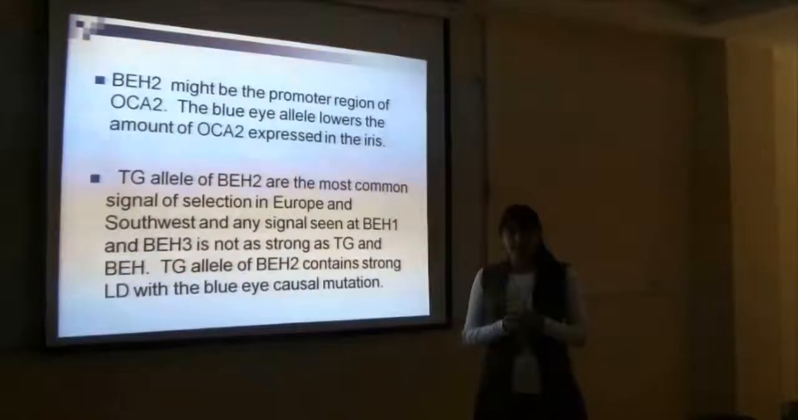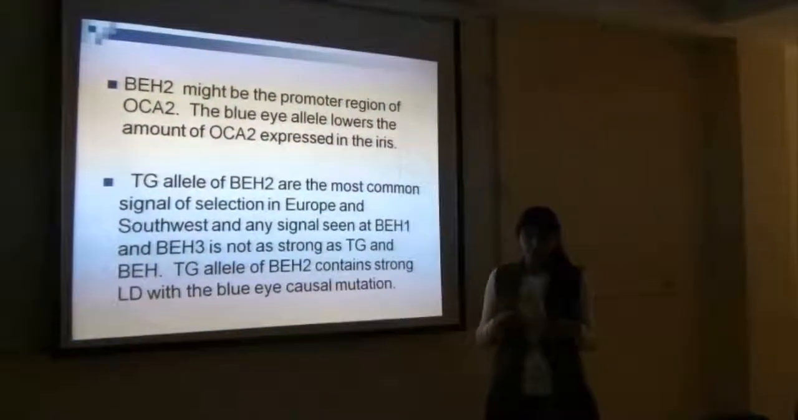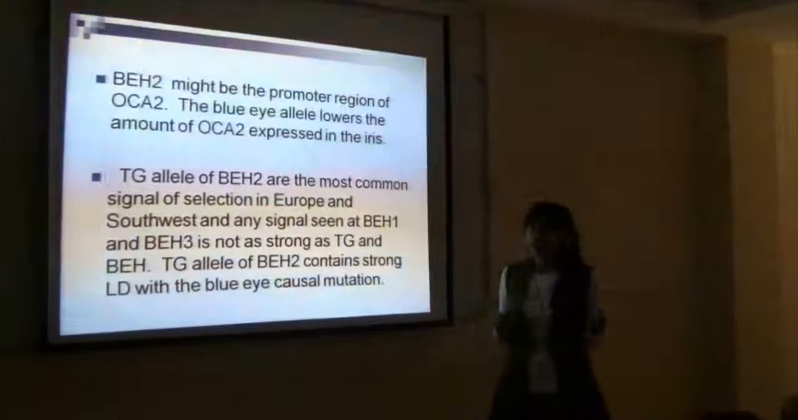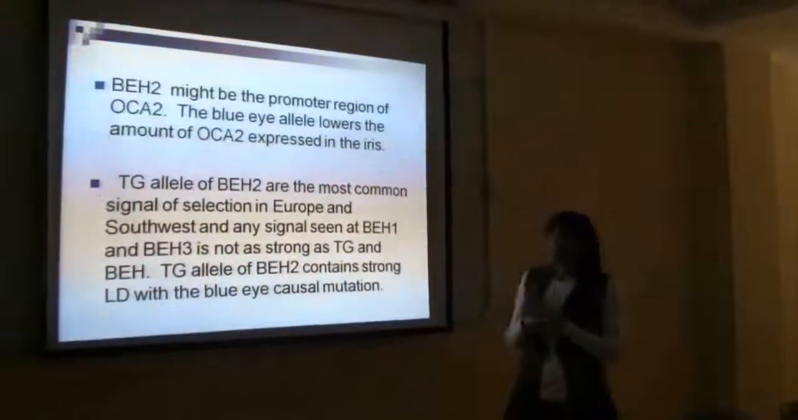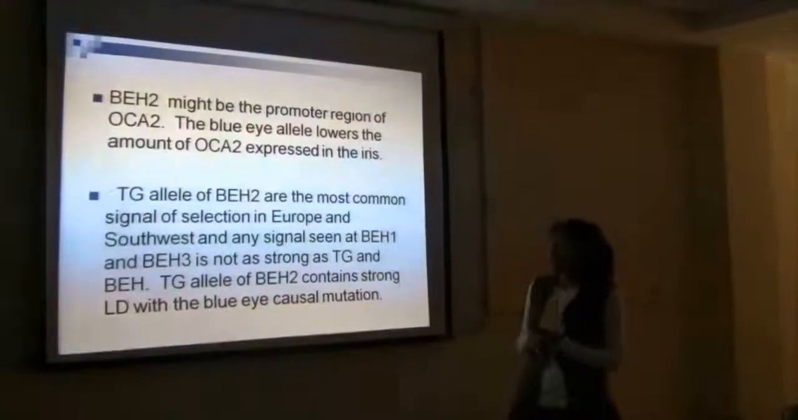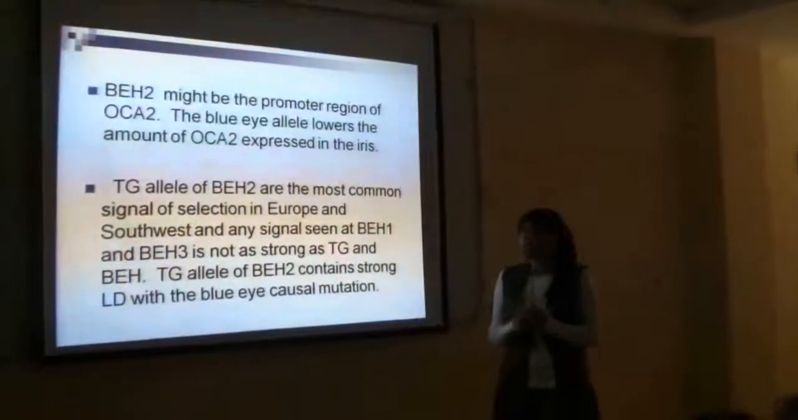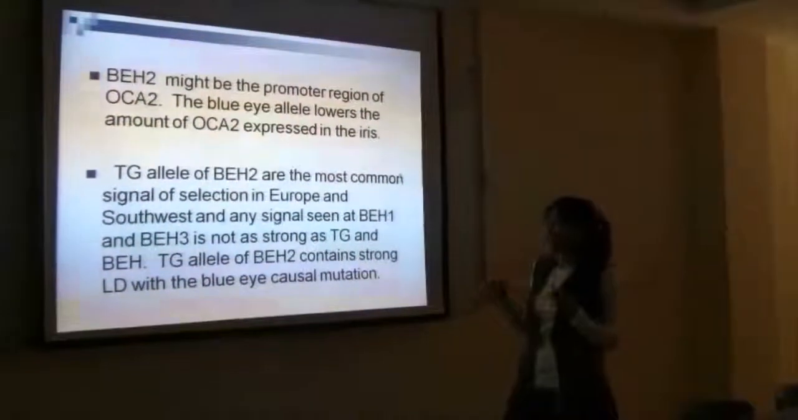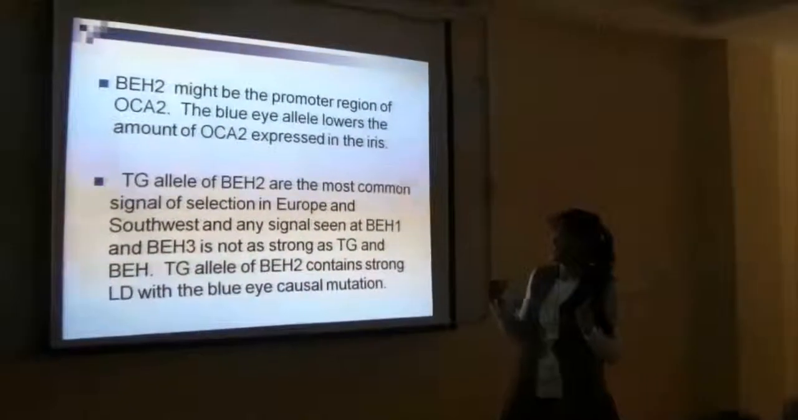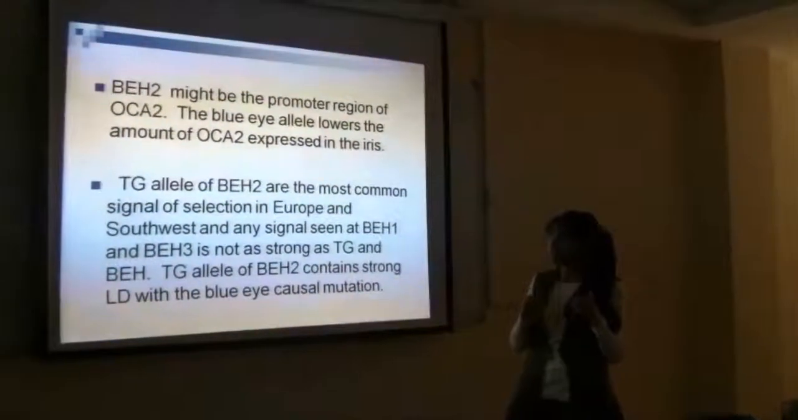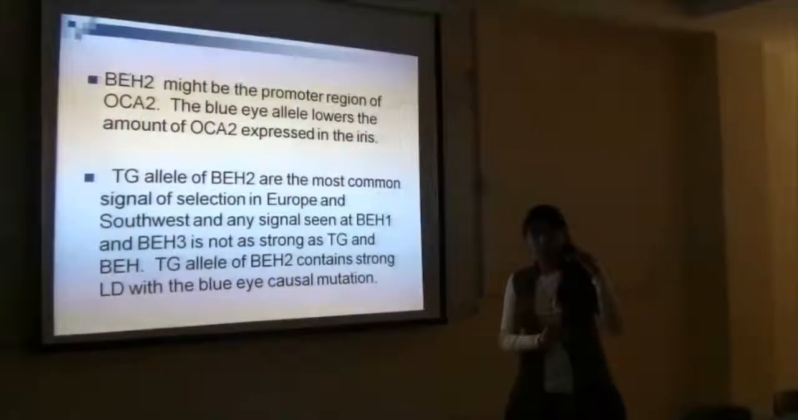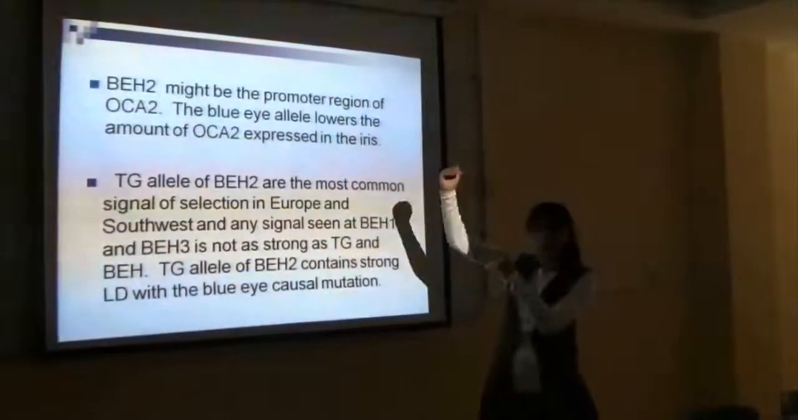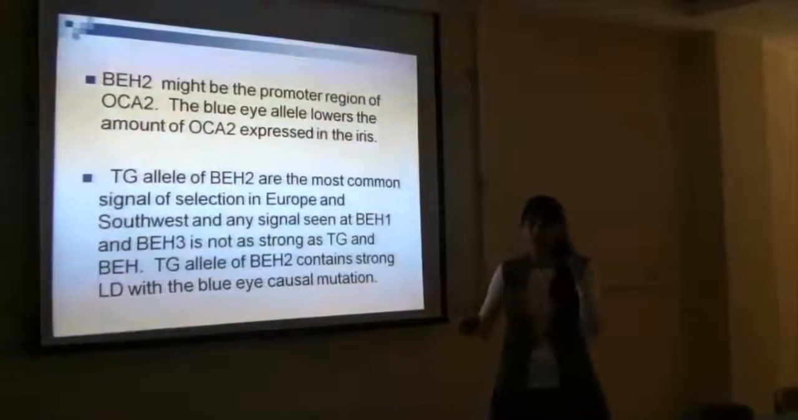For each gene, we know that there is a promoter. Now, what is the promoter for this gene that causes the blue eye color mutation? They found that BEH2 might be the promoter region for the OCA2, which is the blue eye allele that lowers the amount of OCA2 expressed in the iris. Each time you lower the OCA2, you increase the blue eye colors and decrease the brown eye color.